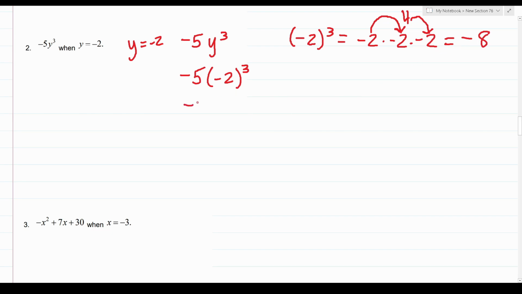All right, so this becomes negative 5 times negative 8. Again, there's only one operation left, notably multiplication. A negative times a negative is a positive. Negative 5 times negative 8 is positive 40. All right, so that's that one. Again, I have a video on how to add, subtract, multiply, and divide positives and negatives. So if that's something with which you struggle, please check out that video.